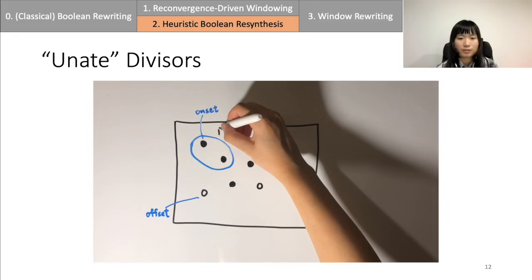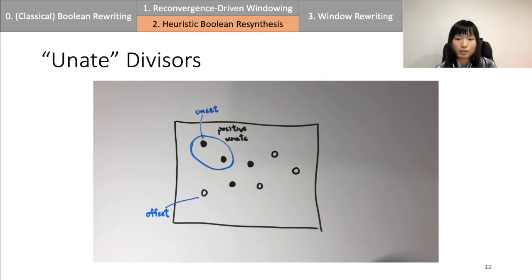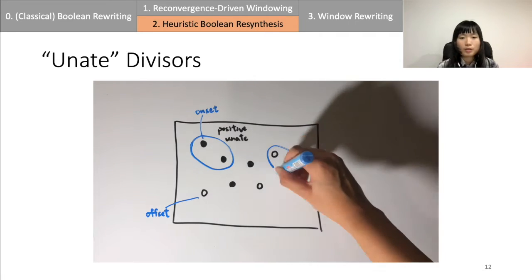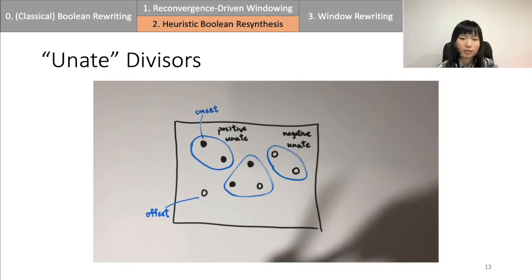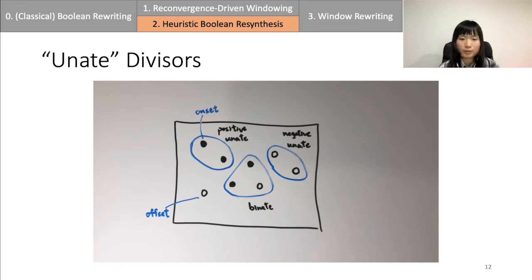This first divisor covers only onset minterms, and we say it is positive unate. Similarly, we say this divisor is negative unate because it covers only offset minterms. If a divisor covers both onset and offset minterms, we say it is binate. In this algorithm, unate divisors are preferred.